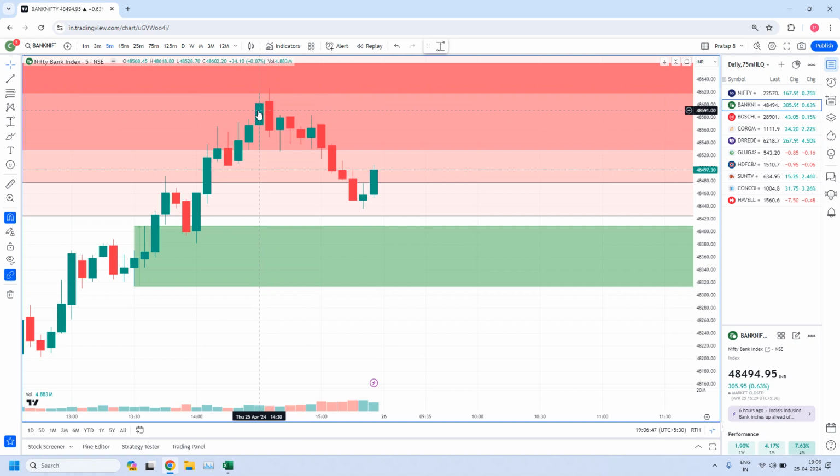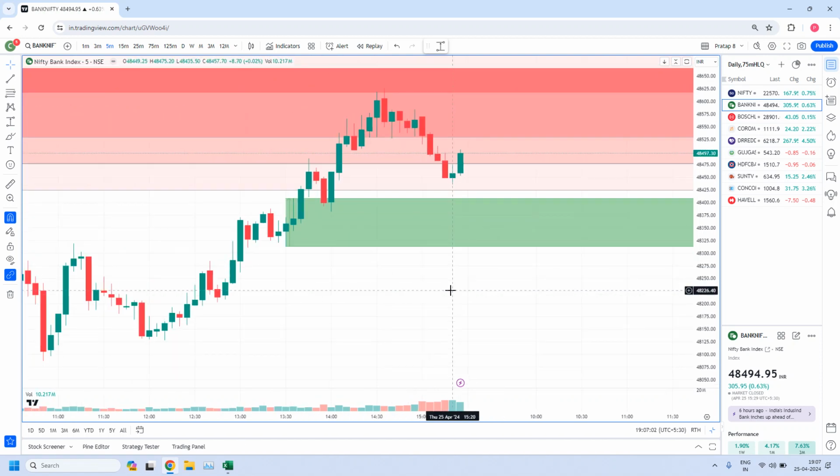You may get an entry either at 14:30 hours or 14:35 hours. See the moment it went and came down and how prices came down. But the question is where to exit? The 5 minutes zone: we have a drop, 3 base candles and a rally candle. This is the 5 minutes zone, but prices didn't reach up to this.